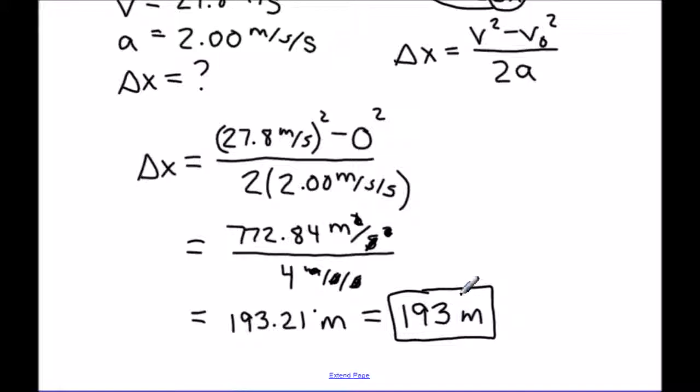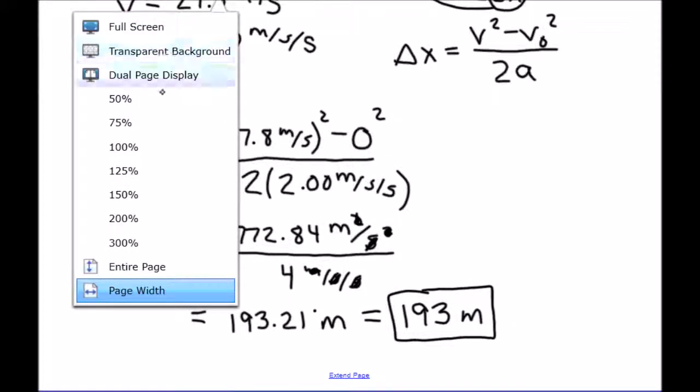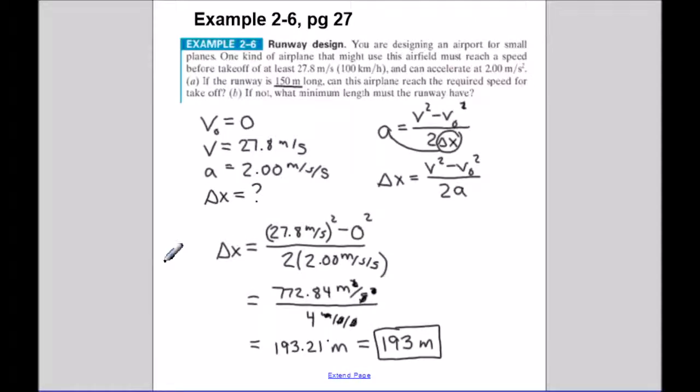This is really what I would expect all of your physics problems to look like. You're showing me your givens. You're showing me the equation you're going to use. If you just have it rearranged right away, I'm okay with that. And then you show me the equation with the numbers and the units substituted in, solved out with the final answer boxed off with the right number of sig figs.